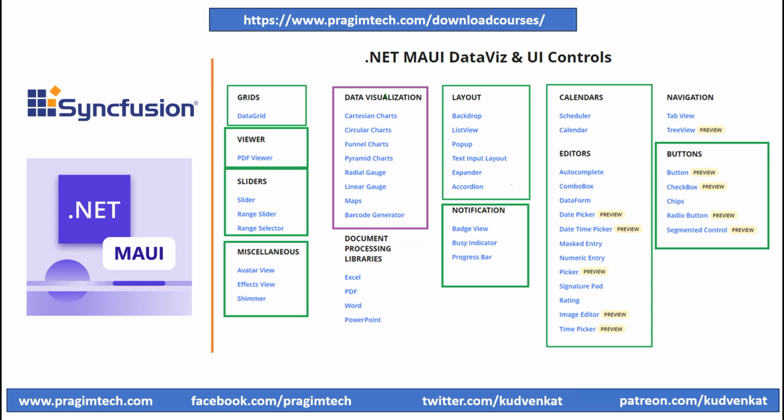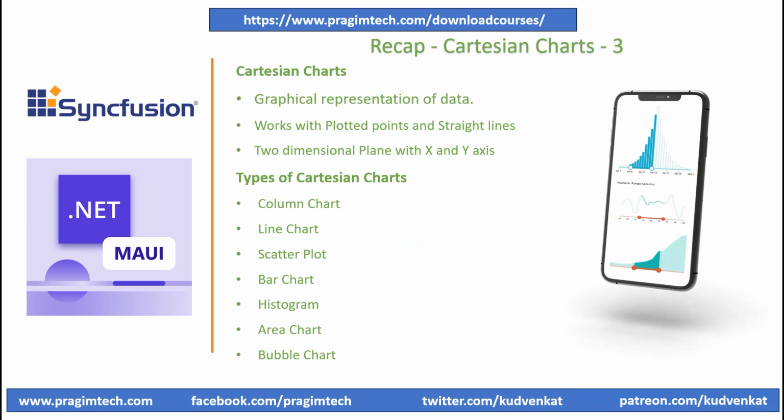In the previous session, we learned about the data visualization controls available in the Syncfusion MAUI control series. We discussed the Cartesian chart control and explored different types of Cartesian charts such as column, multi-column, bar, spline, bubble, step line, range, stacked column, scatter, range bar, and other charts. We also explored the selection and trackball options in the Cartesian charts control. Please review the previous session before proceeding.